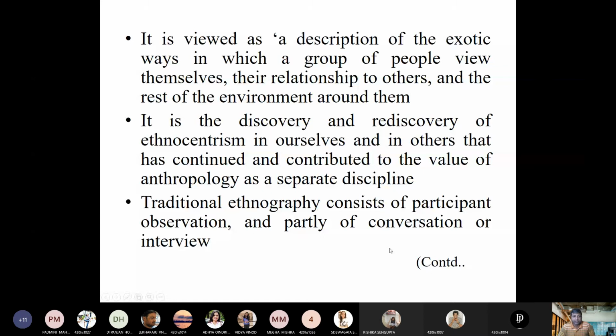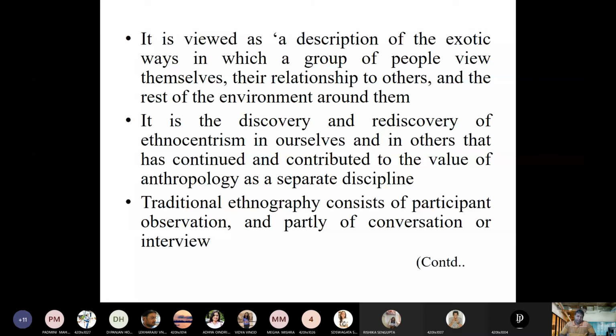It is viewed as a description of the exotic ways in which a group of people view themselves, their relationship to others, and the rest of the environment around them. It is a kind of exotic way of describing a particular society. It is the discovery and rediscovery of ethnocentrism in ourselves and in others that has contributed to the value of anthropology as a separate discipline. In ethnographic research, we discover and rediscover the ethnocentric ideas and aspects of people.